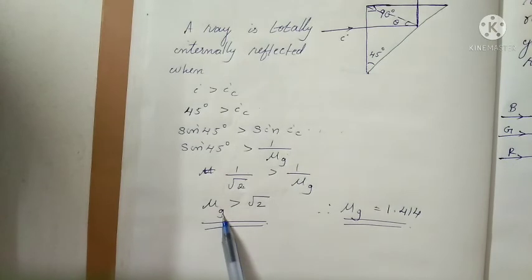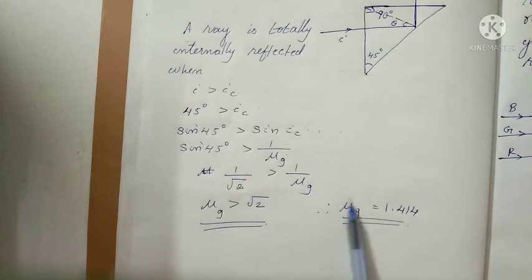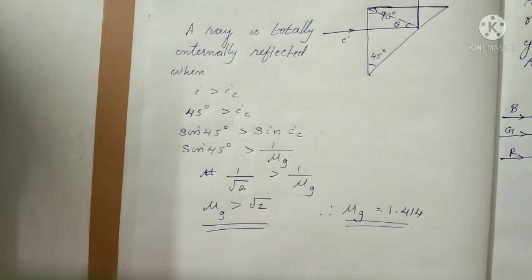So we can conclude that the minimum value of the refractive index of the glass is equal to 1.414.